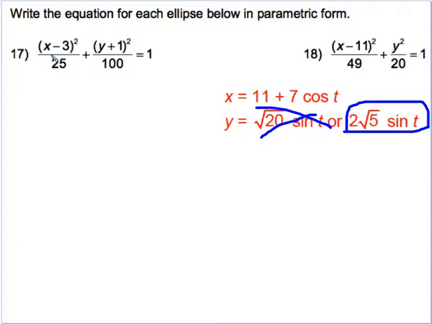Go ahead and try the same process for number 17. Just work your way backwards. You're square rooting these numbers, and then if it's a minus here, it'll be a plus. If it's a plus here, it'll be a minus, okay?